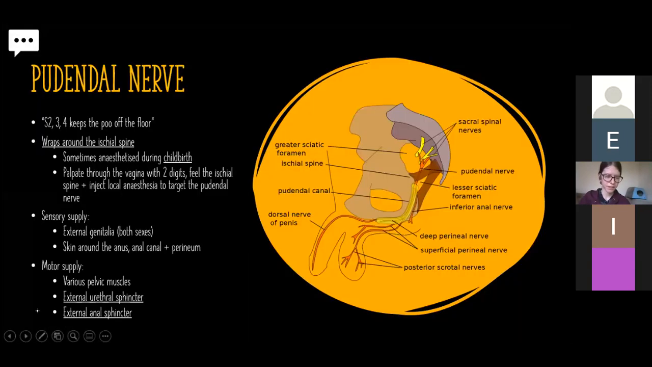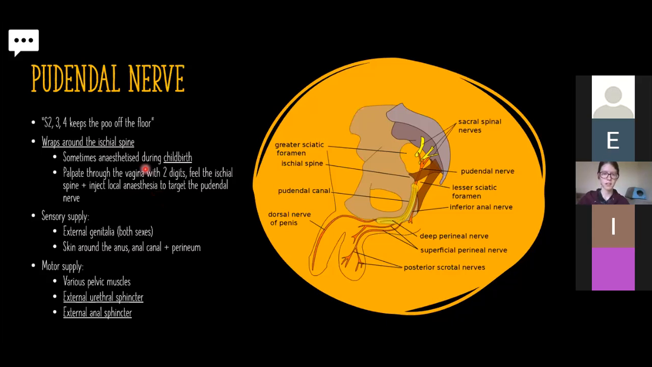Now, the pudendal nerve comes up a lot. I'm almost going to guarantee there'll be a question about the pudendal nerve in your paper. Remember, S2, 3, 4 keeps the poo off the floor, and just know where it travels. It exits the pelvis through the infrapiriform foramen, and then comes back in through the lesser sciatic foramen, goes into the pudendal canal, which wraps around the ischial spine, and that's sometimes anesthetized during childbirth.